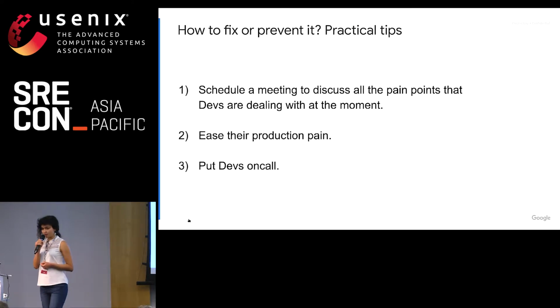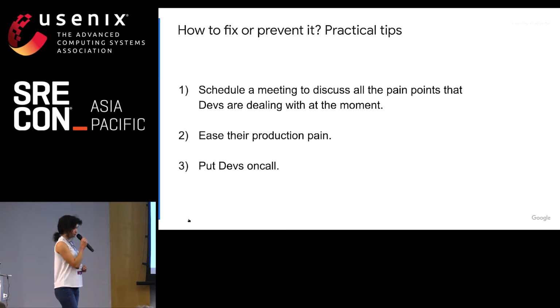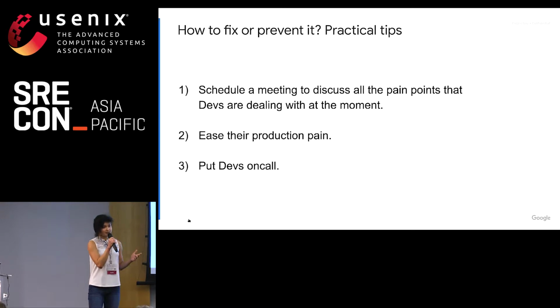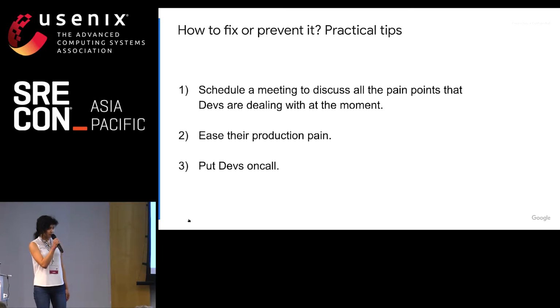Tip number 1, show your genuine willingness to help by scheduling a meeting with them and asking about all the pain points they're dealing now at the moment. Tip number 2, gain their trust by easing their production pain. Often enough, there are low-hanging fruits, and by fixing them, you can bring immediate and visible benefit. For instance, maybe they have a very slow and manual release process they're suffering from, and you just happen to know this automation in place that can tremendously help them. So why not to set it up?